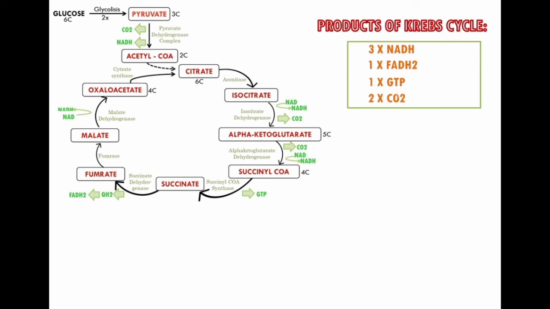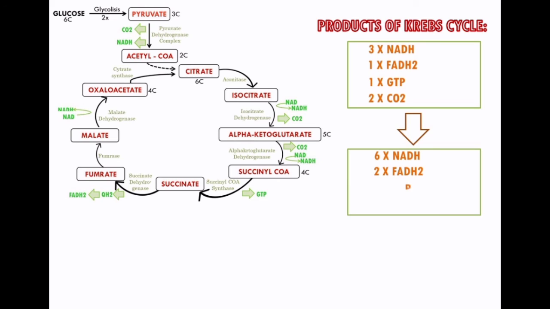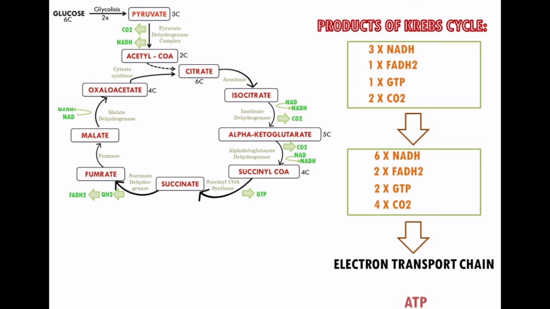Now, since glucose is split into 2 pyruvate compounds, for each molecule of glucose, this cycle runs twice. Hence, the products formed are 6 NADH, 2 FADH2, 2 GTP, and 4 carbon dioxide. All the NADH and the FADH2 are next fed to the electron transport chain for the generation of ATP.